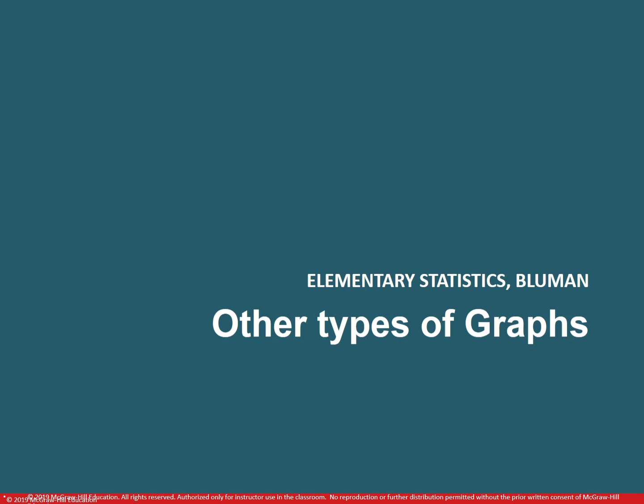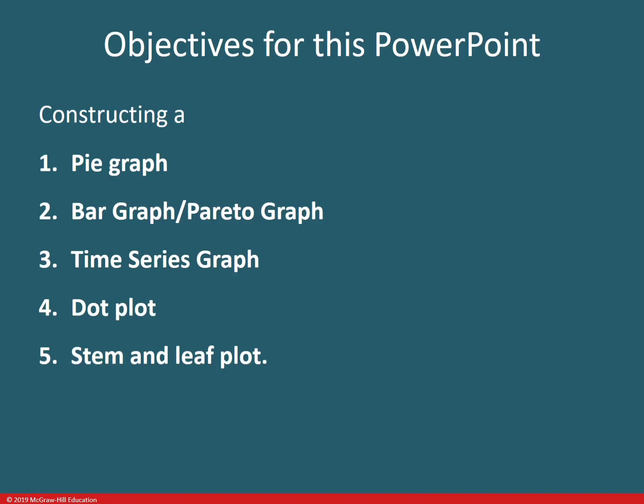All right, now we're going to speak about some other types of graphs. We're going to be speaking about pie graphs, bar graphs / Pareto graphs, which are pretty much the same, just a minor difference. Time series graph, dot plot, and a stem and leaf plot.